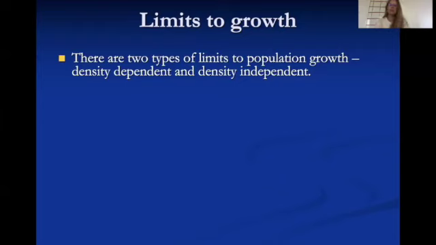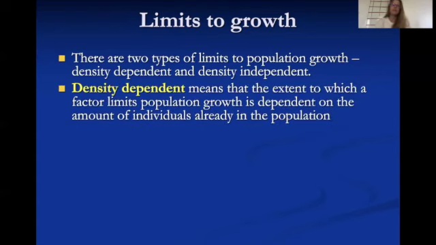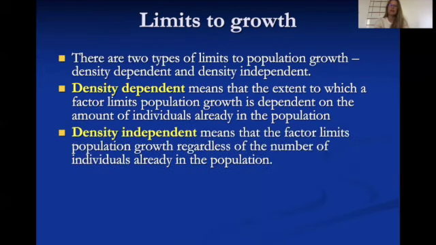The other one's density independent. Doesn't matter how big the population is. It's independent of the density. So density dependent means that the extent to which a factor limits a population growth is dependent on the number of individuals already in that population. And we're going to go over that in a minute. Density independent means that the factor limits population growth regardless of the number of individuals.